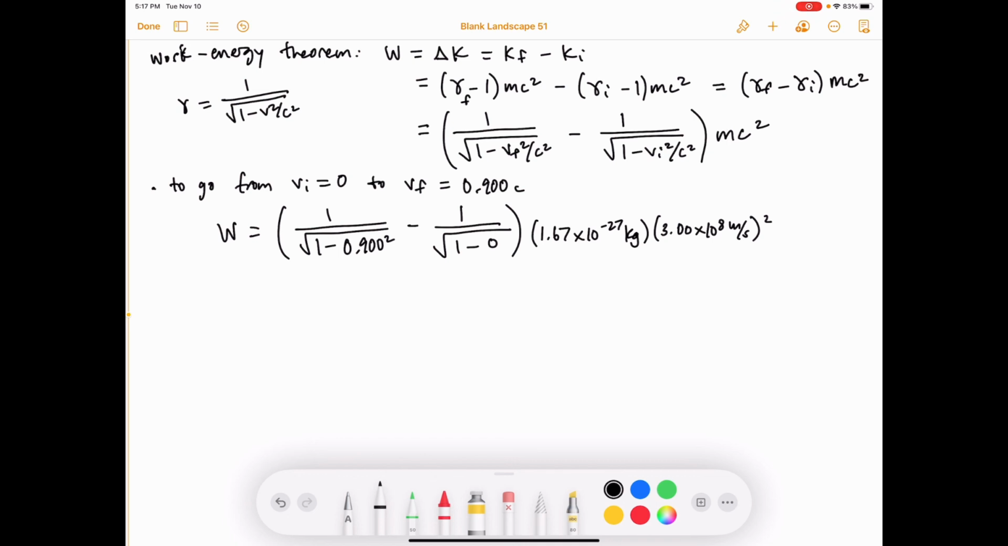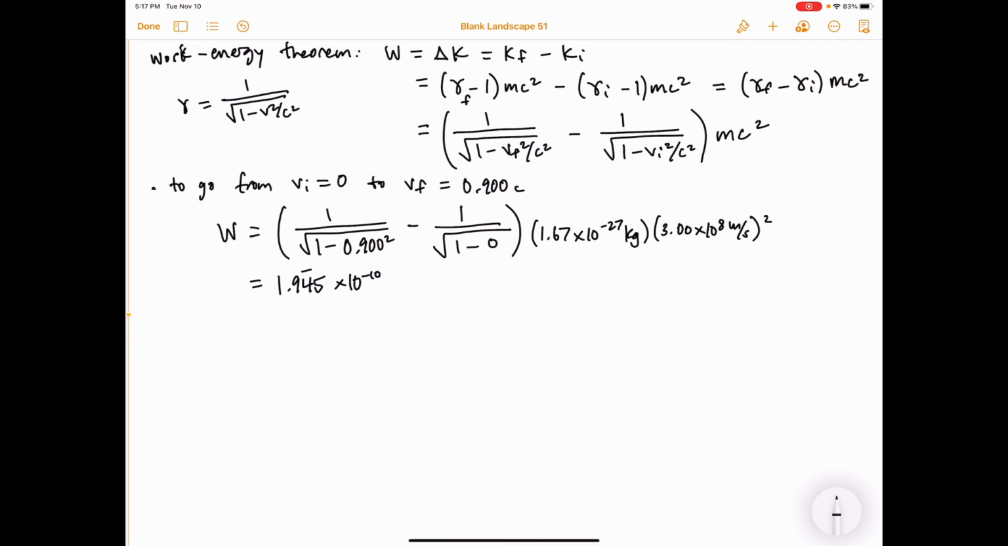Okay, so if you calculate this, you're going to get 1.945 times 10 to the minus 10. Keep 3 sig figs though. And the units here are kilograms times meters squared per second squared, but we should recognize that that unit is just a joule. So rounding it off to 3 sig figs, 1.95 times 10 to the minus 10 joules. That's how much energy would be required to get the proton from 0 speed to 90% of the speed of light.